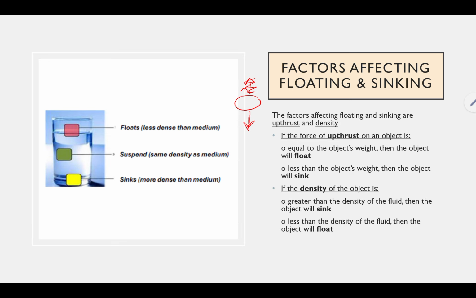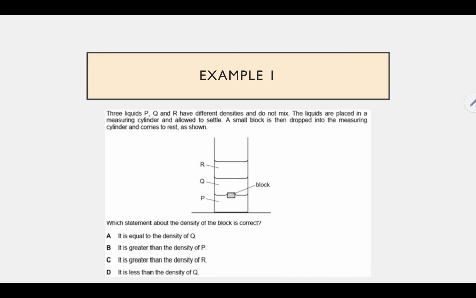If the density of the object is greater than the density of the fluid, then it will sink, and less than the density of the fluid, then it will float, just like the part we took before in the solids. Here's an example. Please try it on your own, and then unpause the video when you're done to check your answer. 3 liquids P, Q, and R have different densities and do not mix.